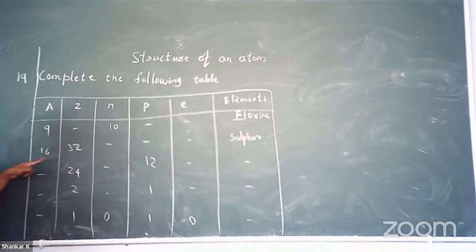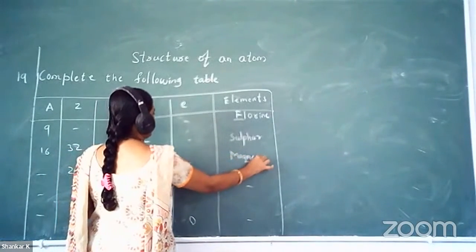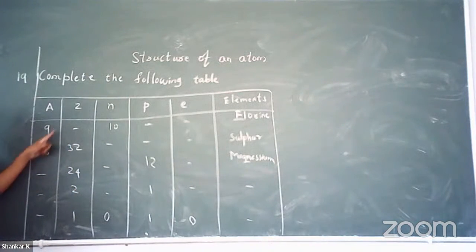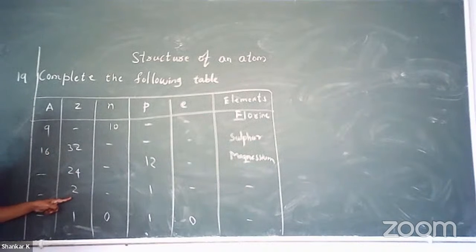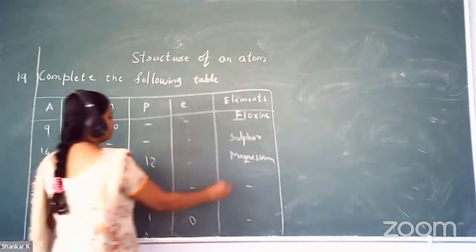For mass number 24, what is the atomic number? 12. Which element has atomic number 12? Magnesium. You should find it like this. Okay. Then here only the atomic number is there. What is the atomic mass of 2? Which element has that? 1 means what is that? Hydrogen.